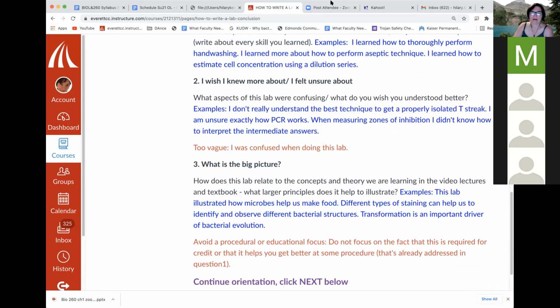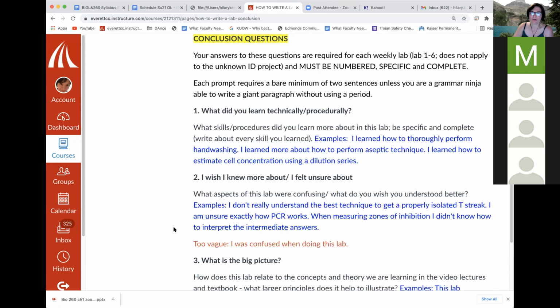One thing about the conclusion is that it is going to require you to write more than a single sentence. I will automatically disqualify you for points on the conclusion if your answer is one sentence for any of these prompts. So do write something thoughtful. It doesn't have to be a novel, but reflect on what you've done.